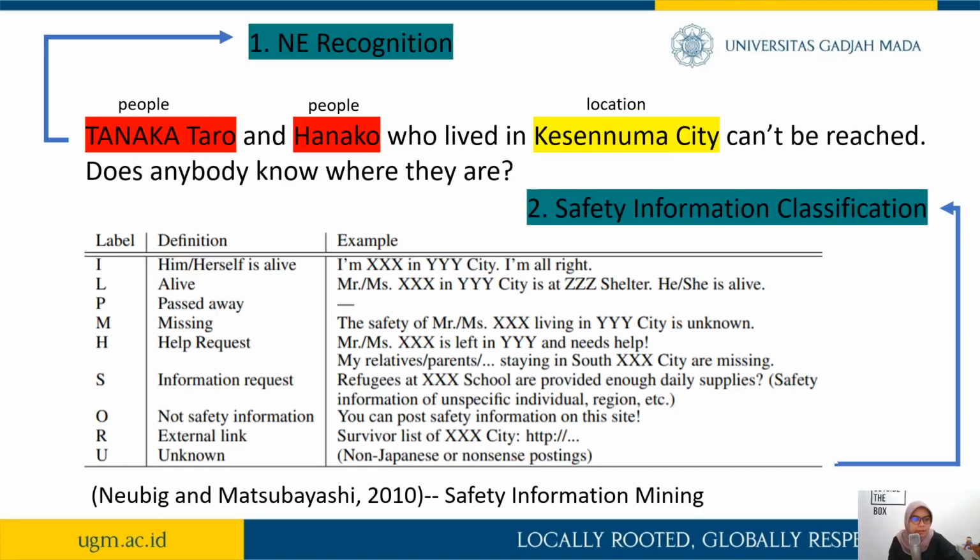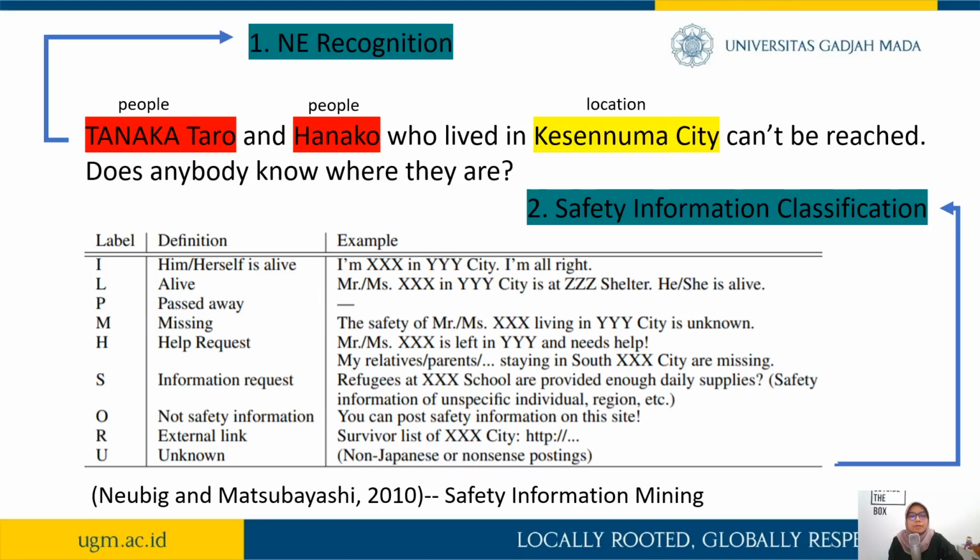Okay, so there is one more here. Oh, okay, this is from Neubig and Matsubayashi from 2010, and I took their title as part of the title of this tutorial. They conducted research about safety information mining. There are 2 different steps in their study. First, they do named entity recognition and also safety information classification.